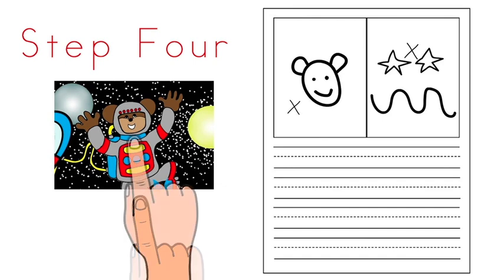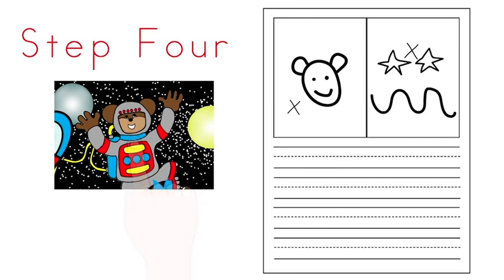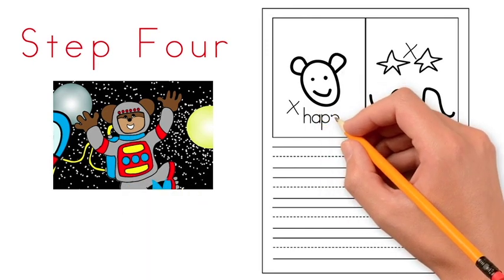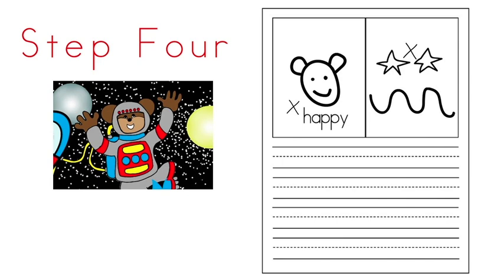Look at the bear's face. He is happy while floating in space. That's important information to put in the sentence. Write it down by the X. Happy. We have one more X in our planning boxes. It's on space. Say the sentence and ask the fancy word question.